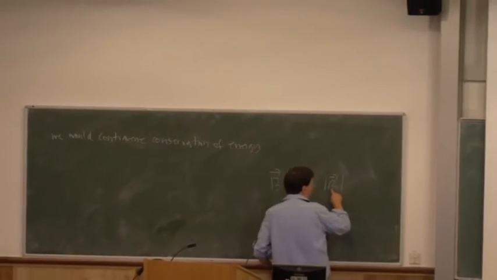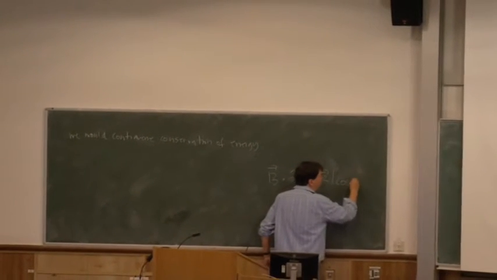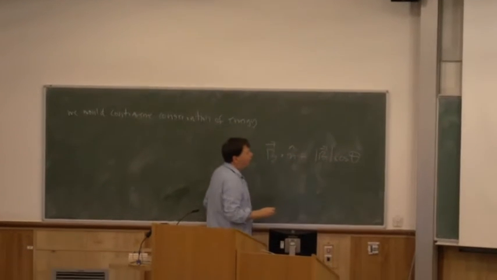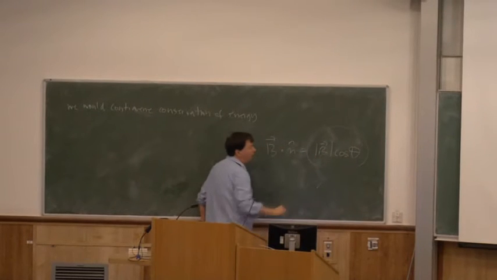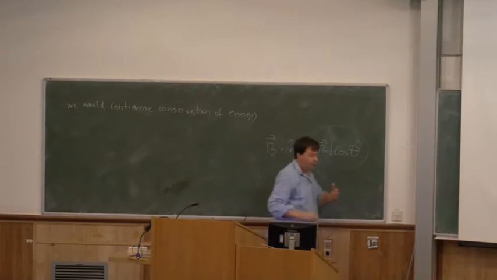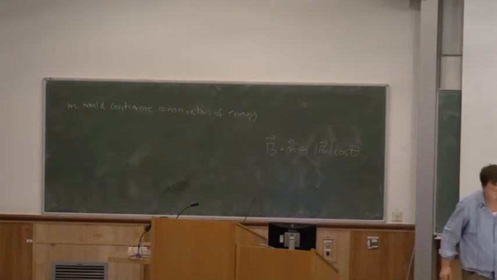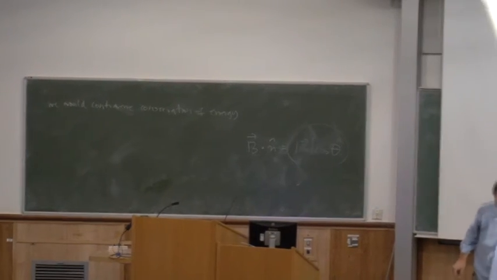So we really do have to say that the B dot n part of this is B cos theta. And then, if we multiply by the area of the coil, we get the magnetic flux through the coil.